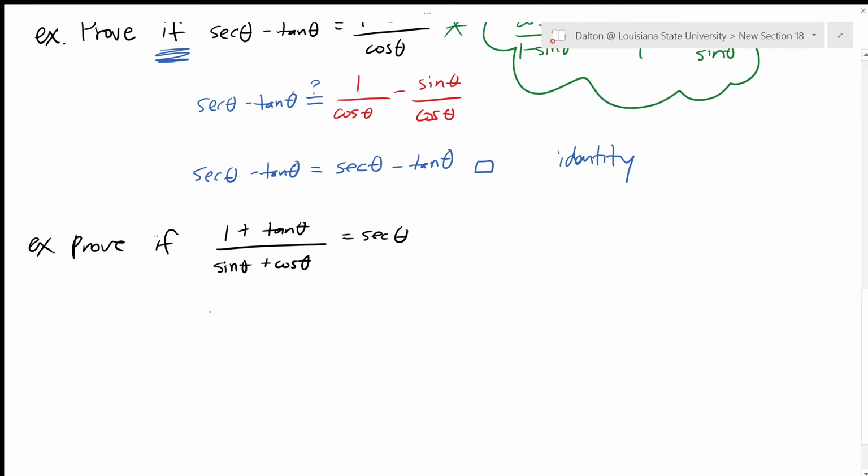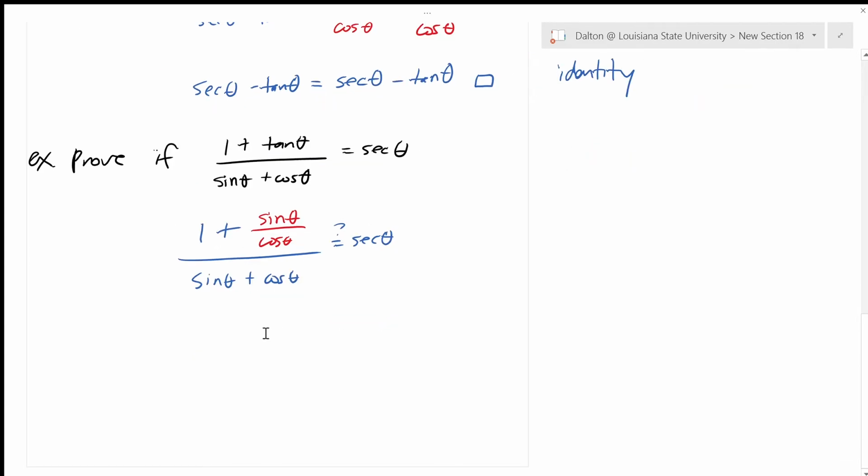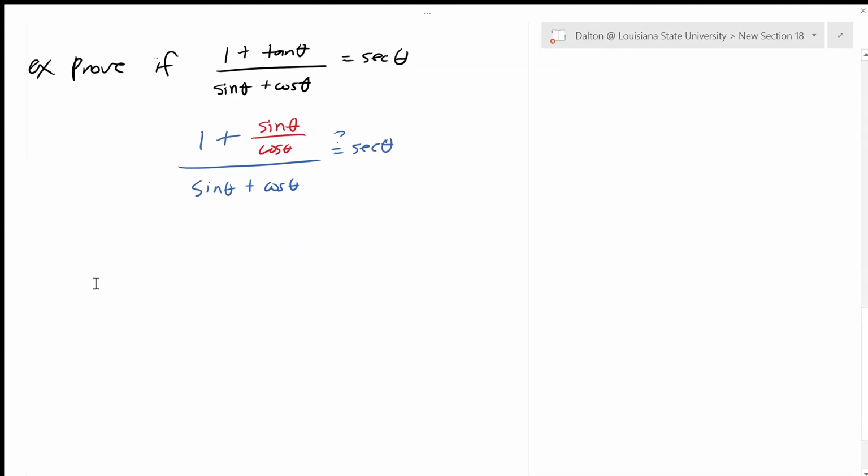Sine over cosine. So let's do that. I'm going to do 1 plus, I'm going to change tangent to sine over cosine, sine theta over cosine theta. And I'm going to put all of this over sine theta plus cosine theta. I'm trying to prove, is this equal to secant of theta? At first it looks like I muddied the problem up a little bit, but I didn't. You'll see here in a second, it'll simplify very, very nicely.